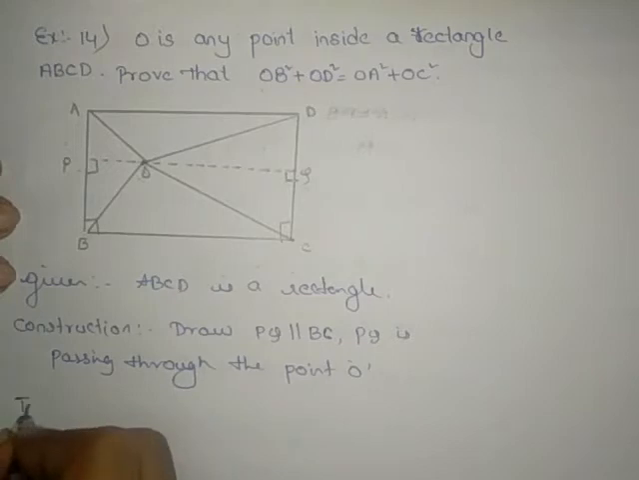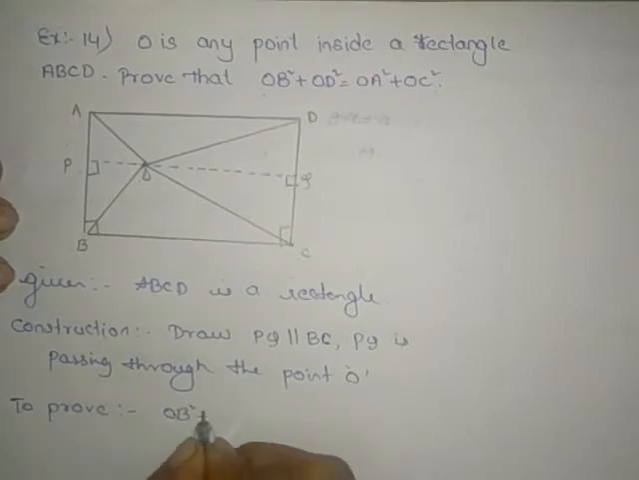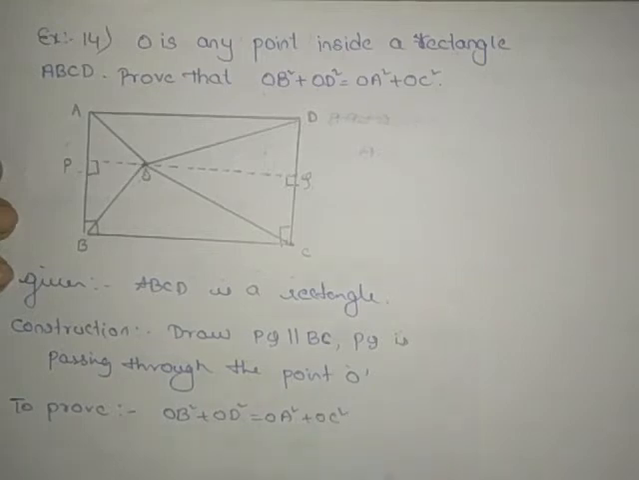Now we need to show that OB square plus OD square is equal to OA square plus OC square.